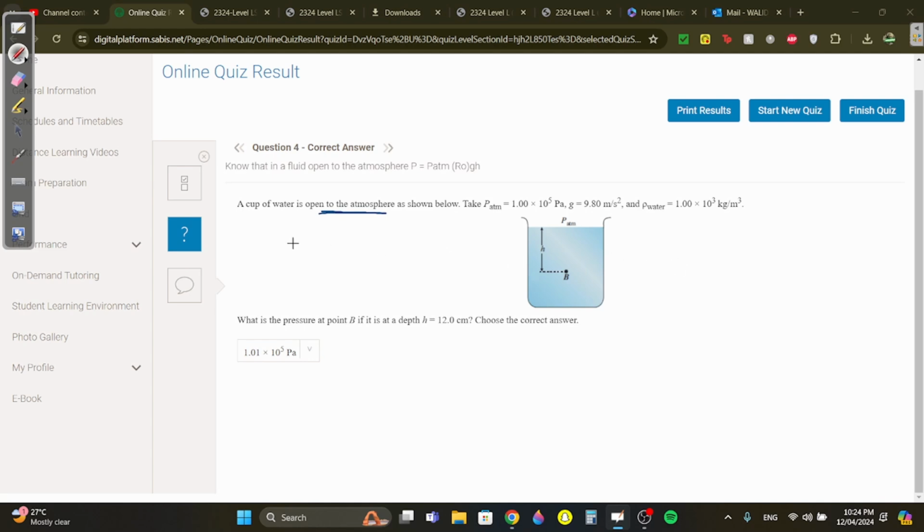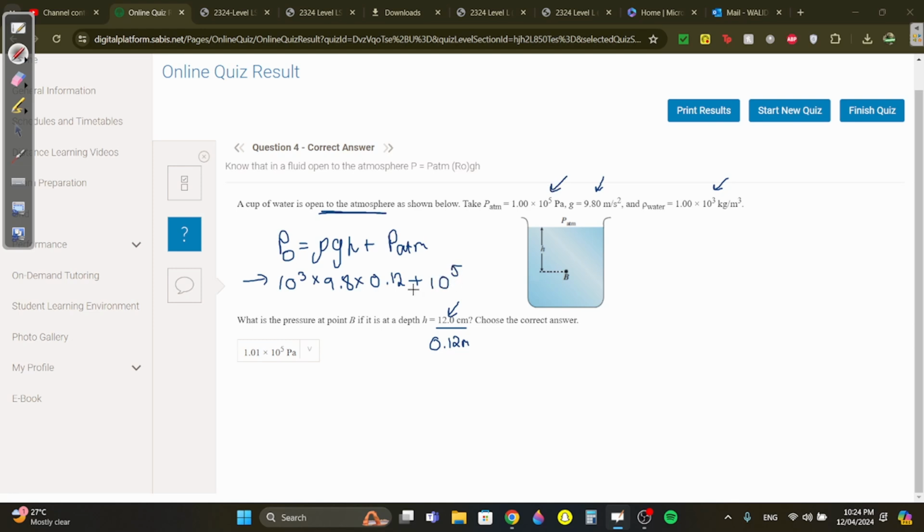If it's open, always remember the pressure of any open thing is rho gh plus atmospheric pressure, because you have atmospheric pressure acting and you also have the liquid pressure. So let's solve it. The pressure here would be rho, the density, which is 10 to the power of 3, times g, which is 9.8, times the height, which is 12 centimeters, which is 0.12 meters, plus atmospheric pressure, which is 10 to the power of 5.